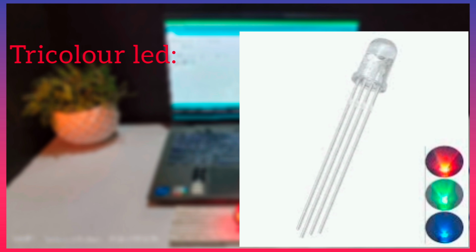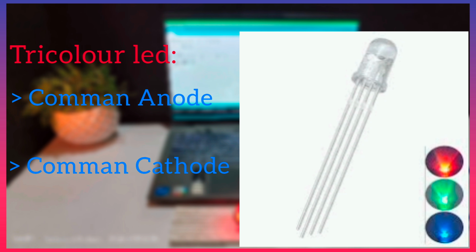Tricolor LED is an advanced version of LED which emits 3 different colors. It has 4 pins. The longest lead is called the common lead. The remaining 3 pins are for the red, green and blue color LEDs. There are 2 types of tricolor LEDs, common anode and common cathode. In common anode version, the common lead should be connected to the positive voltage. In the common cathode version, the common lead should be connected to the ground.